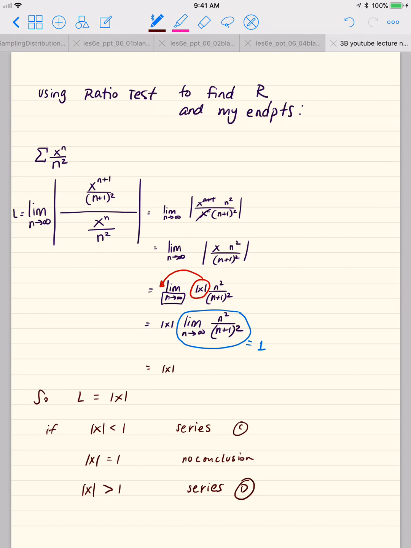So looking on the number line, this means if the absolute value of x is less than 1, that means we are working within 1 unit of 0. So anywhere between -1 and 1. So in here we'll have converge, converge, converge, converge, converge. Outside of here, well, we've got a question mark at -1 and 1. And then outside, diverge, diverge, diverge.